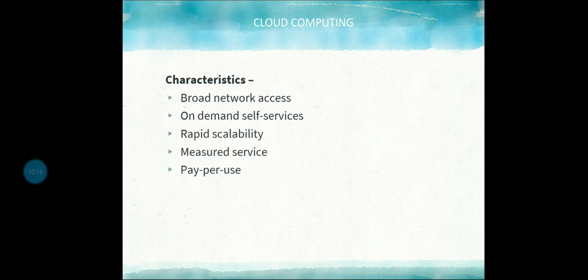Characteristics. Okay, so which are the characteristics of cloud computing then? Broad network access, on-demand self service, rapid scalability, measured service, pay per use. Okay, these are the very good characteristics.